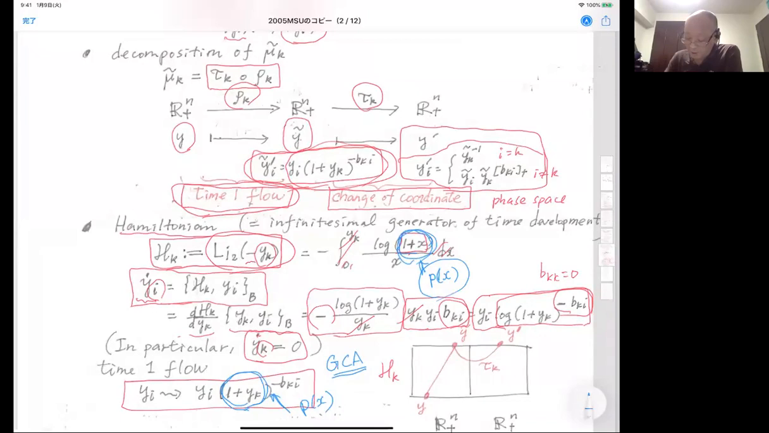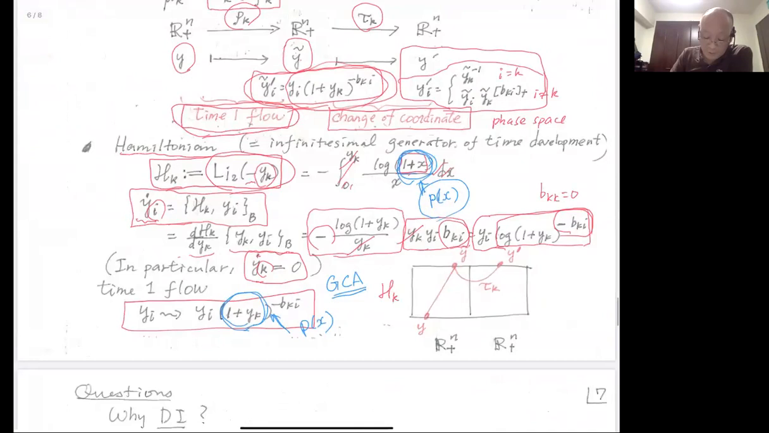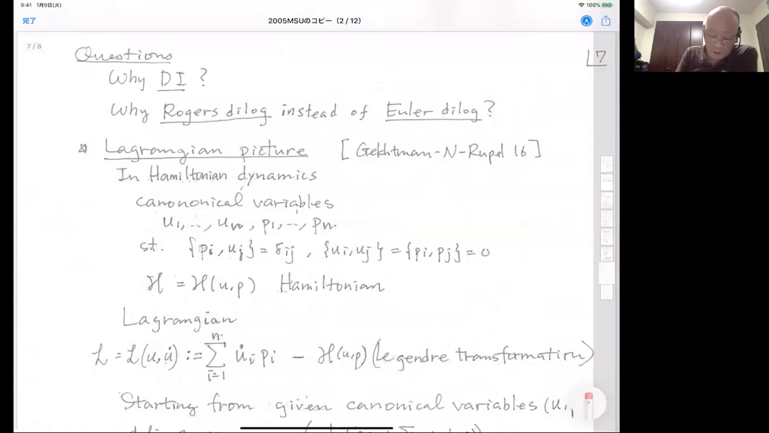So now I explain why this Euler dilogarithm is related to cluster algebra, but it does not explain why we have a dilogarithm identity, or why the final expression is written by Roger's dilogarithm. Where does this come from? Why is it not Euler, but Roger's? Yeah, that is the question. And those two questions are quite related, and I'm going to explain.